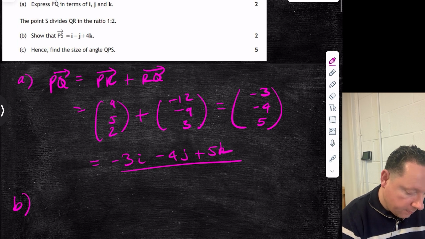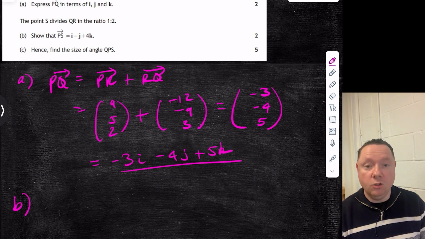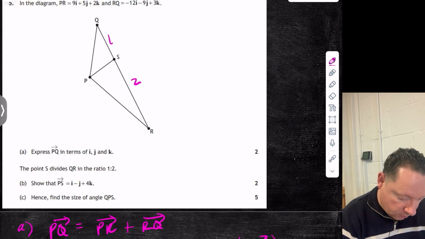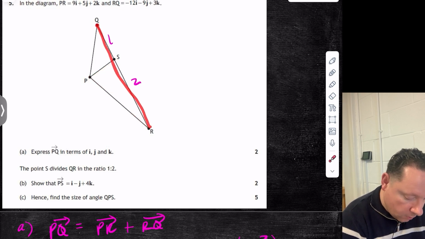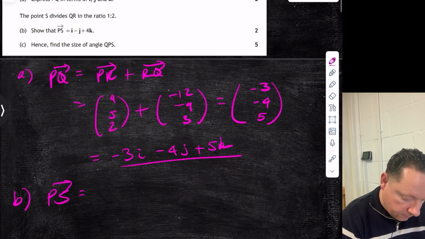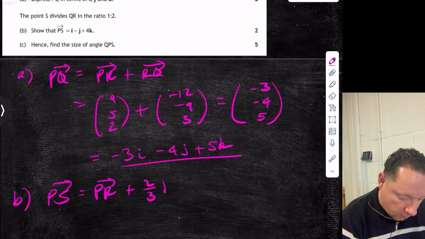Part B. The point S divides QR in the ratio 1 to 2. So let's look where QR is. So 1 to 2, there's 1, there's 2, clearly that's a bigger part. And it says, show that PS is equal to this. So we want to go from P to S. So we can go PR plus 2/3 of the way along RQ. So let me just write that down. PS is equal to PR plus 2/3 of the way along RQ.